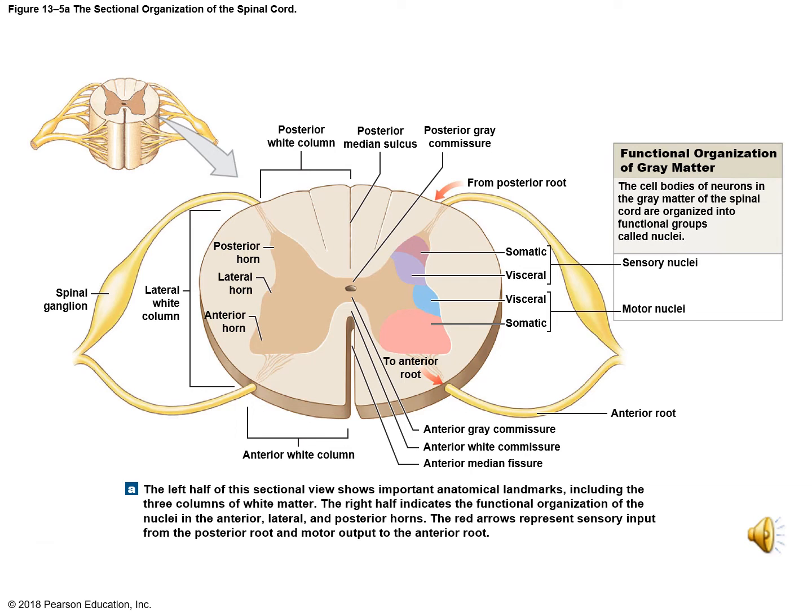We have a number of columns. We have the posterior white columns, and these are going to lie between the posterior gray horns and the posterior median sulcus. We have two anterior white columns, which are going to be between the anterior gray horn and the anterior median sulci. And then we have the lateral white columns, which are going to be between the anterior and posterior white columns on either side. In addition, we have an anterior white commissure, which is going to allow the axons of the neurons to cross over from one side to the other.